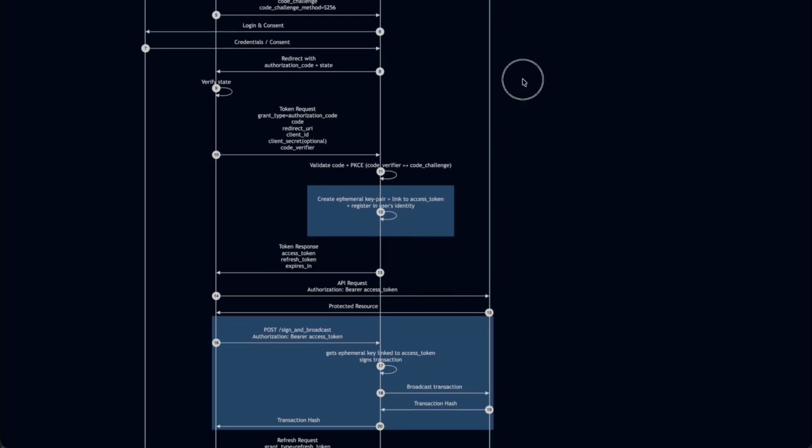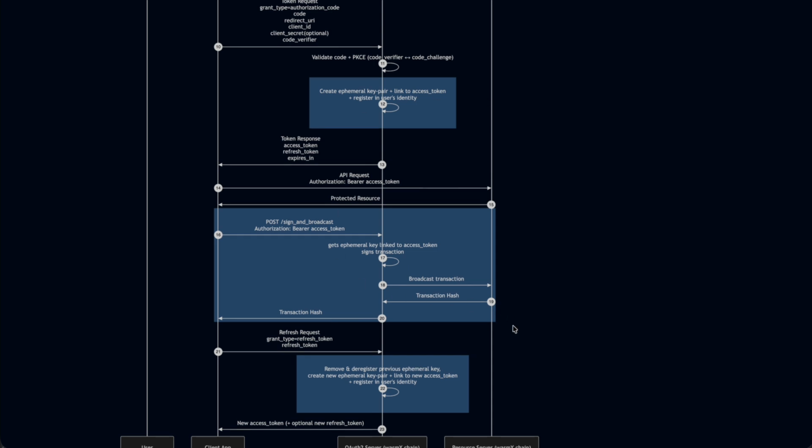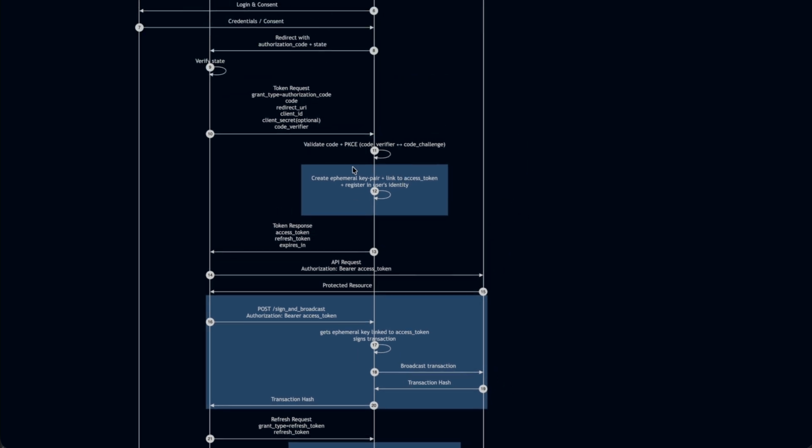So what is different are these parts. So here, when the client application will be receiving an access token and refresh token from the OAuth server, the OAuth server of wasmX additionally creates an ephemeral key pair. So this is a private-public key pair, and it links it to the access token, and then it registers the corresponding address in the user's identity. So this registration is an on-chain transaction.